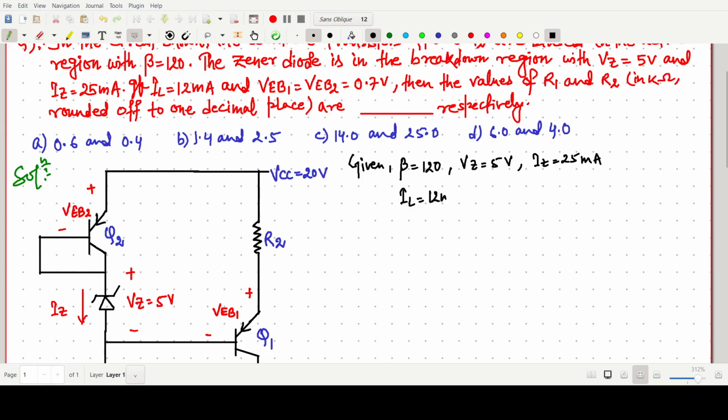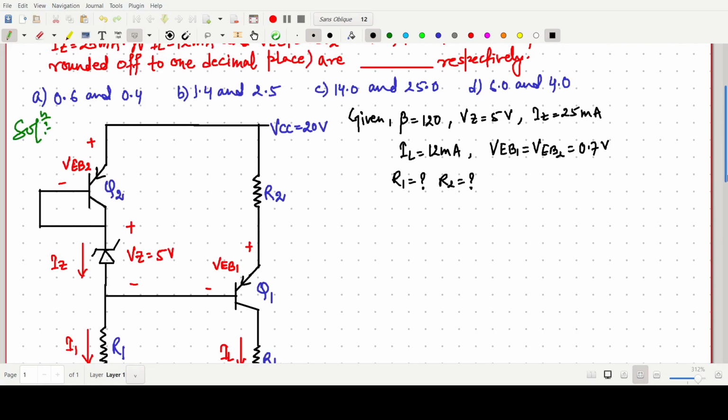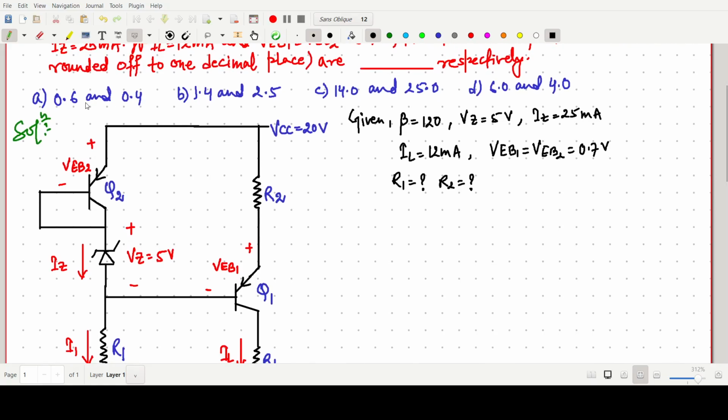So we will write all the given values, and the value of VEB, the voltage across the emitter base junction for the second transistor Q2, is 0.7 volt. So we have to find the value of R1 and R2. This is the question, and we have to find the value of R1 and R2 in kilo ohm, and these are the options: 0.6 kilo ohm, 0.4 kilo ohm, 1.4, 2.5 like that.